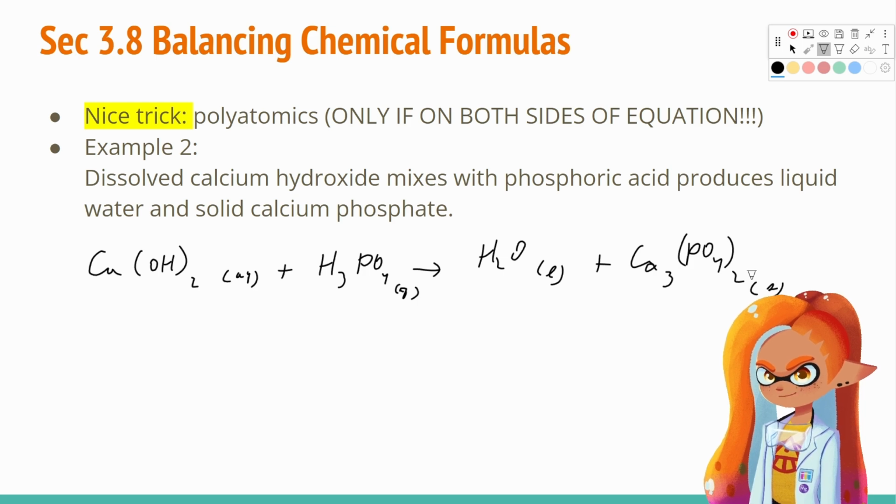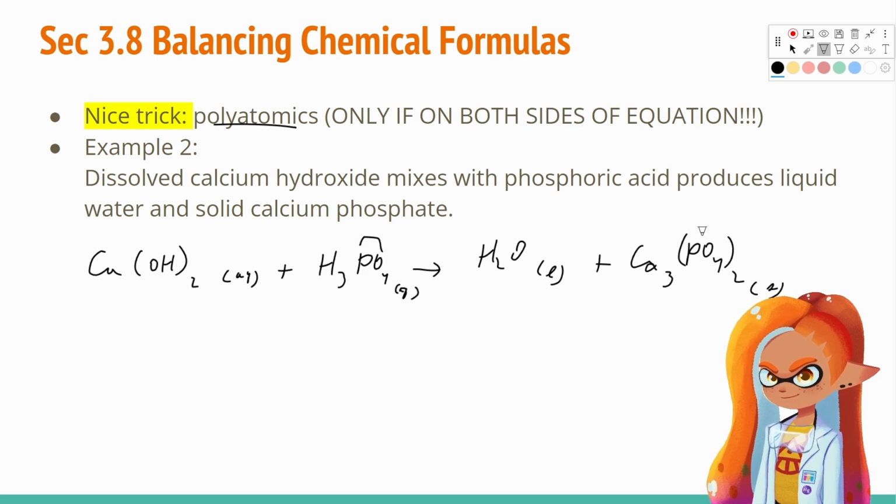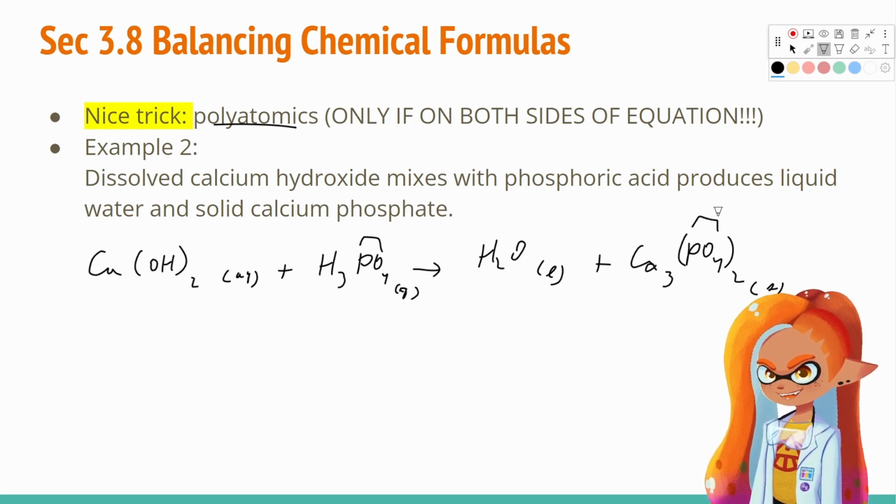Okay, so now in order to balance this, I need to see how many of each element are on both sides. But we do have a polyatomic that is the same on both sides. I have a PO4 here, and I have a PO4 here. Because I have those 2 PO4s, I can keep them together when counting how many of everything I have. And so I'll show you what I mean. So I have calcium, I have oxygen, I have hydrogen, and then I have PO4, the phosphate group.